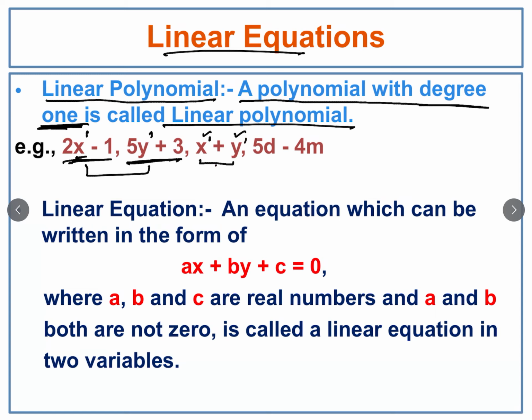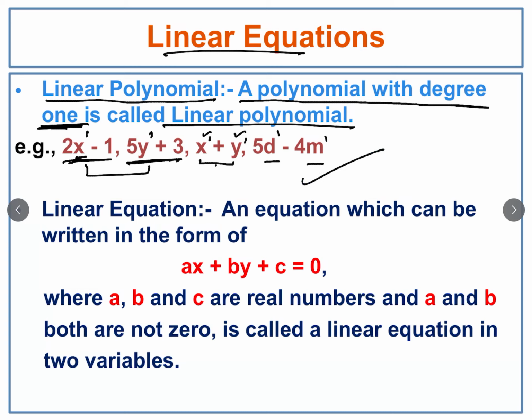Next we have 5d minus 4m. Here the variables are d and m, and you can see their power is 1 and 1. So this is also a linear polynomial, but in two variables. These are some examples of linear polynomials. A linear polynomial simply means a polynomial with degree 1, and degree 1 means the highest power of the variable will be 1, as you can see in all these examples.